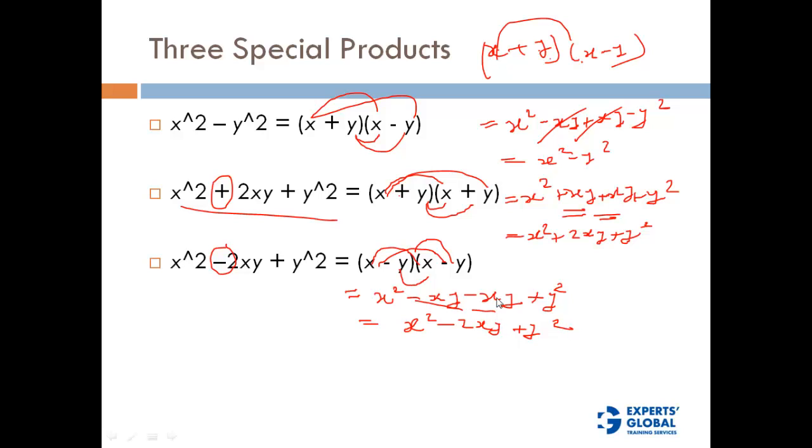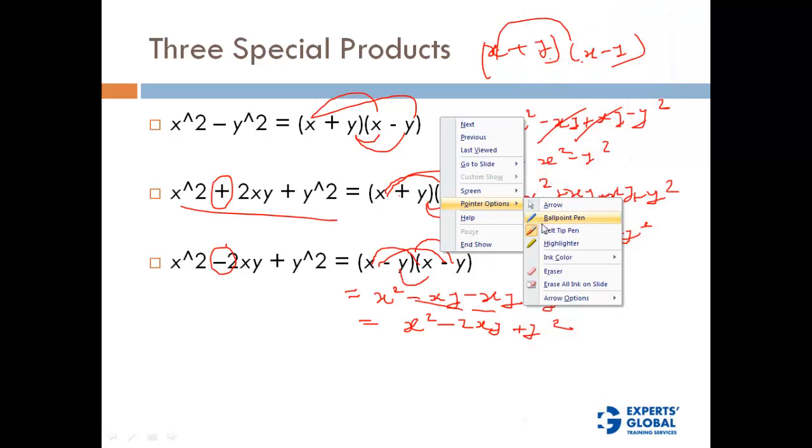So these are three special products that you will have to know. You can pause the video and try to memorize them.